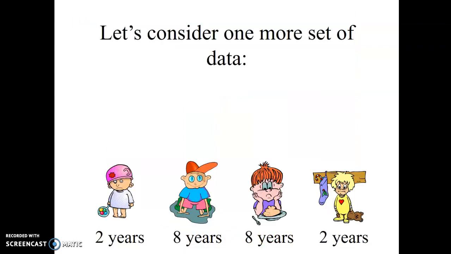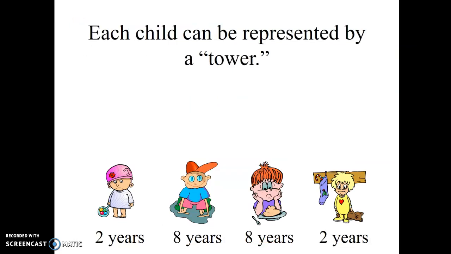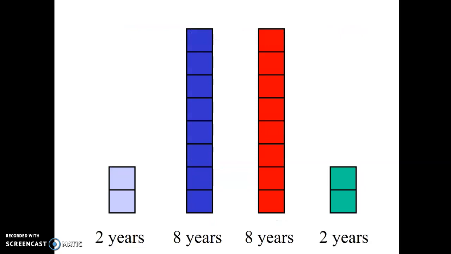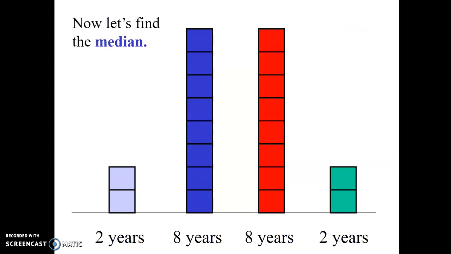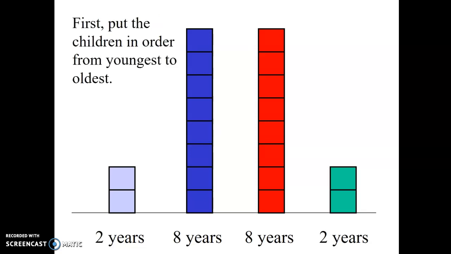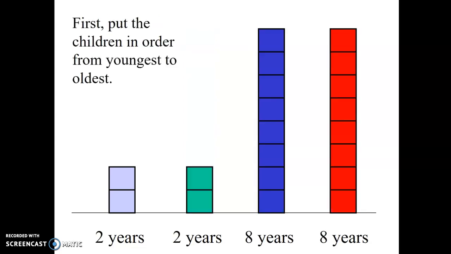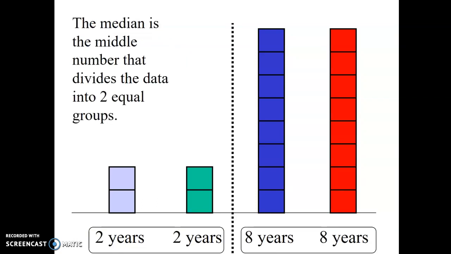Let's look at one more data set. Here are our children again. We're going to represent them by towers. We're going to put those towers in order from least to greatest in order to find the median. So when I order the kids, here they are from youngest to oldest. Now I need to find the middle number. Again, there is no middle number here, but I can evenly divide the group into 2 equal groups.